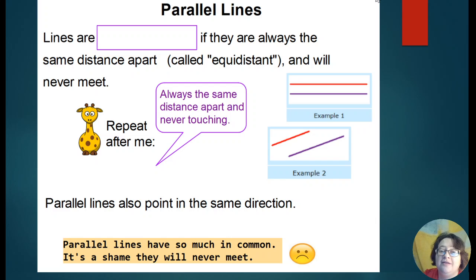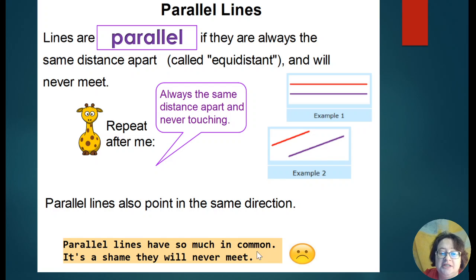So remember, parallel lines are defined as always the same distance apart, called equidistant, and they never meet. So we have two examples here, the red line and the blue line. These are parallel. They're the same distance apart all the way across, and they never meet. If they kept on going forever, they would not touch or intersect. Same thing here. We've got a red line and a blue line. They are parallel.